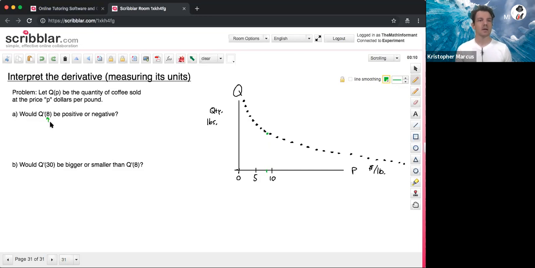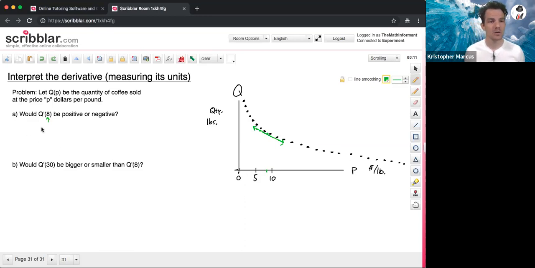Well, go to where P is 8, go to the height of the graph, that's Q of 8, and make a tangent line. The tangent line, if we tried to make one, would probably do something like this. Tangent, of course, meaning just barely touching. It would do this. The question is, what's the slope of that line? It's going down to the right, so the slope is negative.